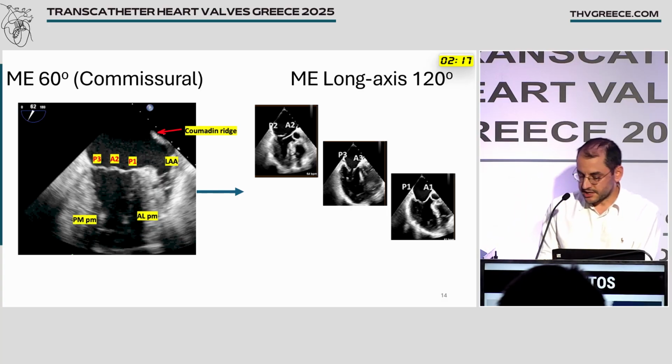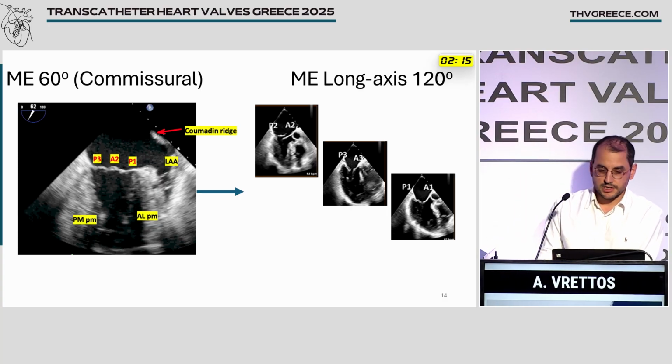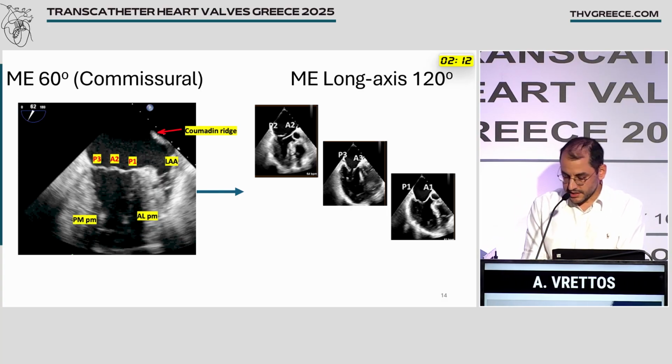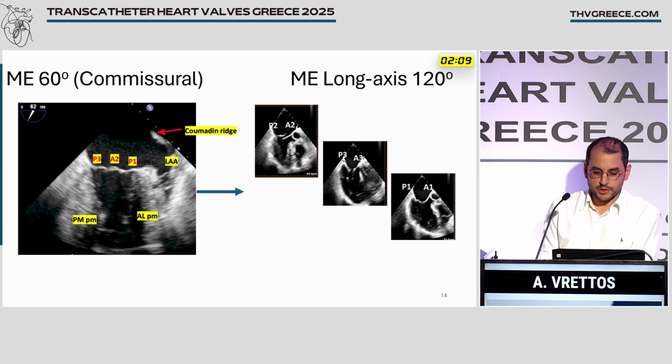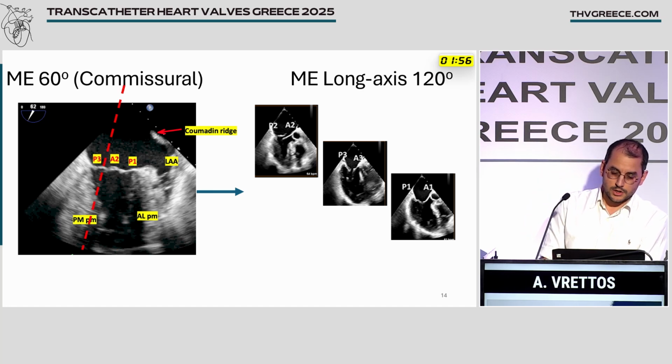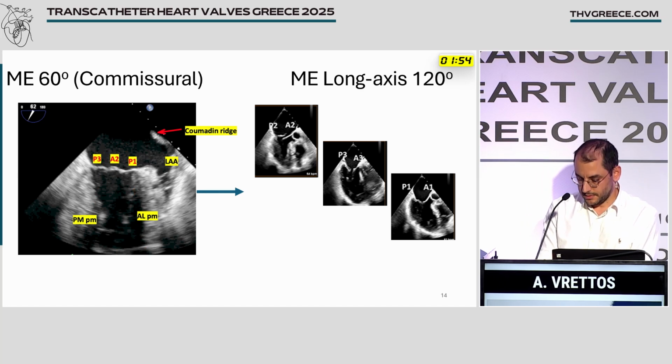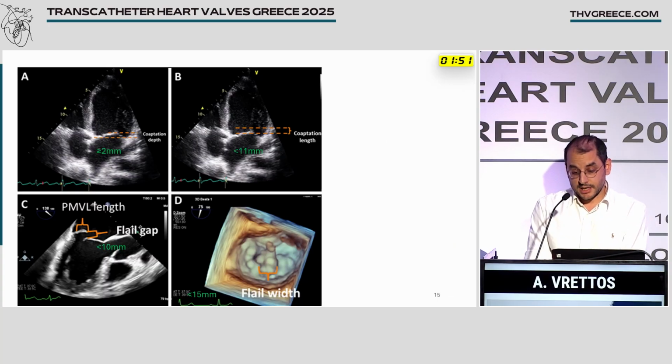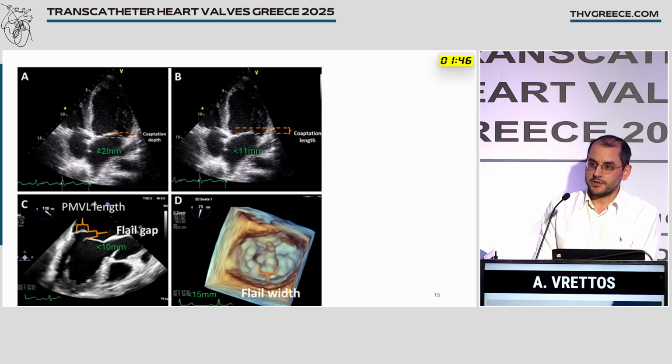The key views to assess structural suitability for edge-to-edge repair are the mid-esophageal 60 degrees commissural view and the respective orthogonal views which are generated based on this commissural view. Using a 3D transducer, we sweep the cursor along the whole coaptation line with and without color to see where and what exactly the pathology is and where the MR is coming from. So you generate the images on the right-hand side. Morphological assessment should also include measurement of the coaptation depth and coaptation length, particularly for functional MR cases, and flail gap and flail width for DMR.